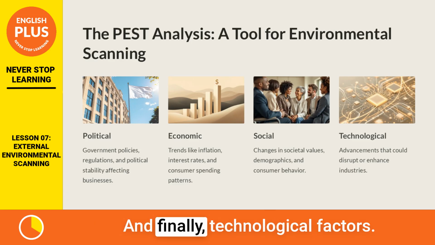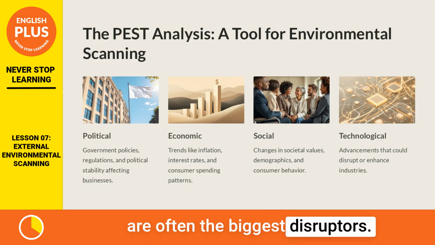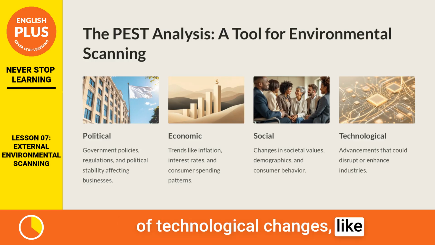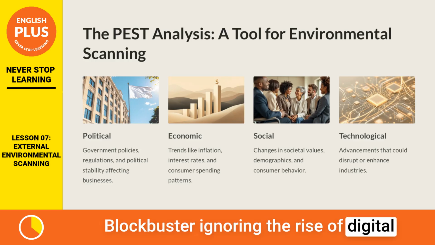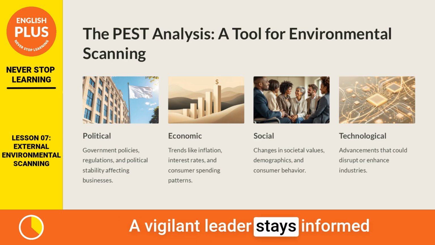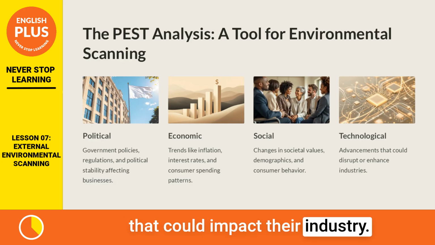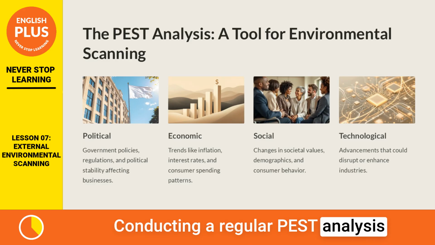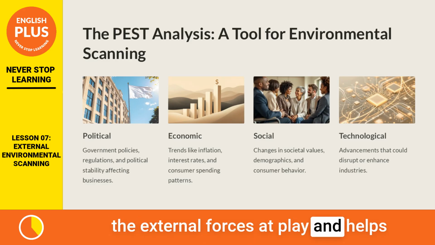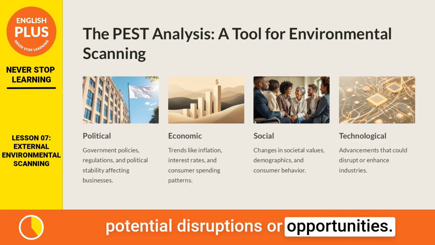And finally, technological factors. Technological advancements are often the biggest disruptors. Companies that fail to stay ahead of technological changes, like Blockbuster ignoring the rise of digital streaming, risk being left behind. A vigilant leader stays informed about emerging technologies that could impact their industry. Conducting a regular PEST analysis gives you a comprehensive view of the external forces at play and helps you spot early warning signs of potential disruptions or opportunities.